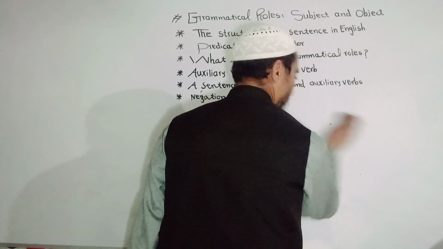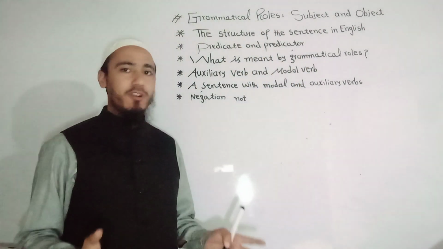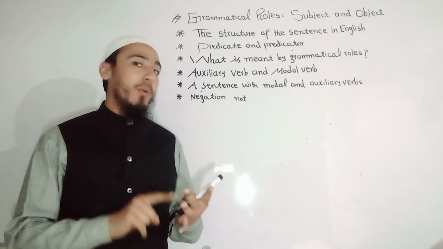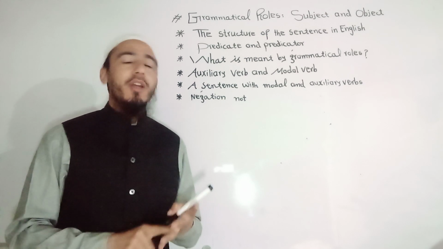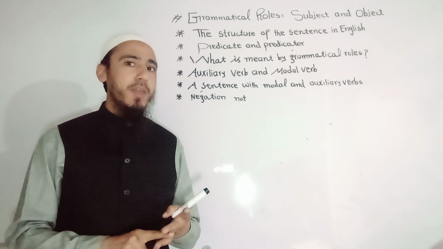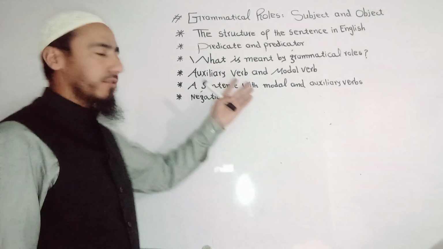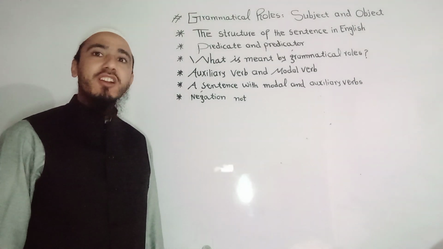Coming back to the main point, what is the structure of an English sentence? As I told you, in an English sentence we have NP, which means noun phrase, and we also have VP, which means verb phrase. Now, the question arises that what is meant by grammatical roles?